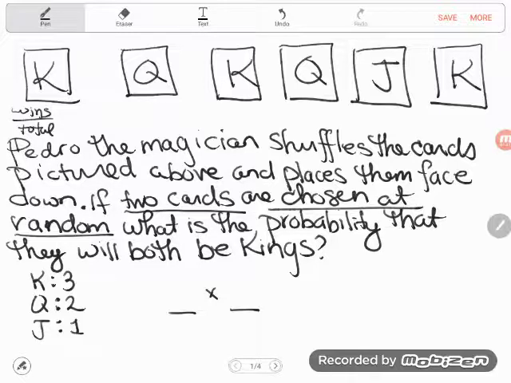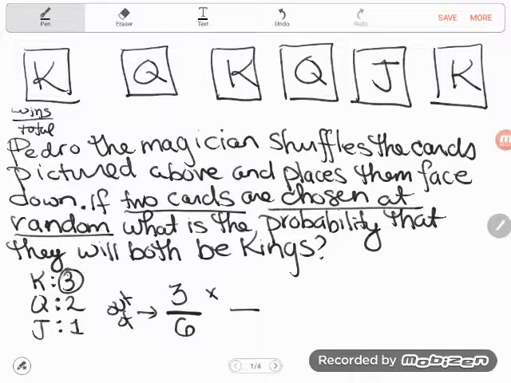So we're looking for the probability that he draws a king the first time. Well, if you take a look at this, he originally had 3 kings. So it's a 3 out of 6 shot that the card that he draws will be a king, because there's 3 kings and 6 total cards. I hope that helps. 3 winning cards, 6 total cards.